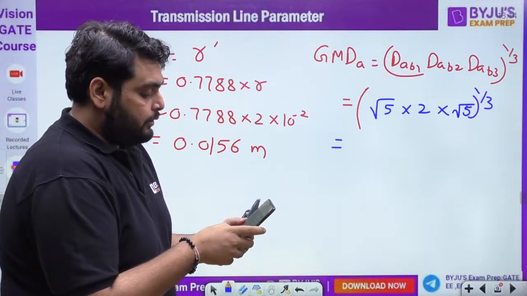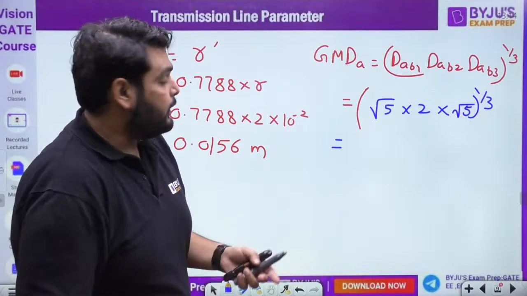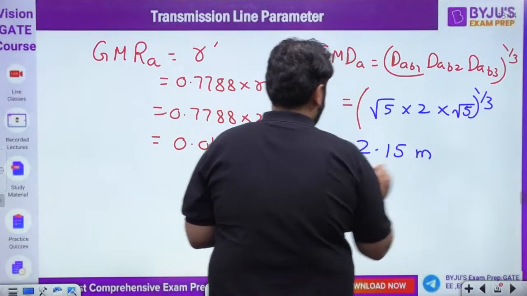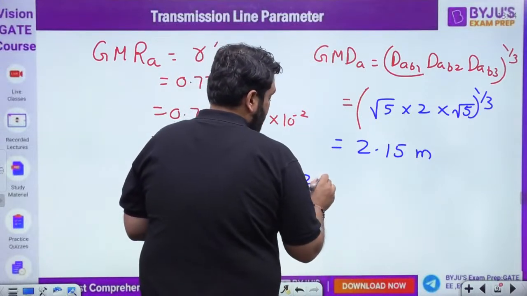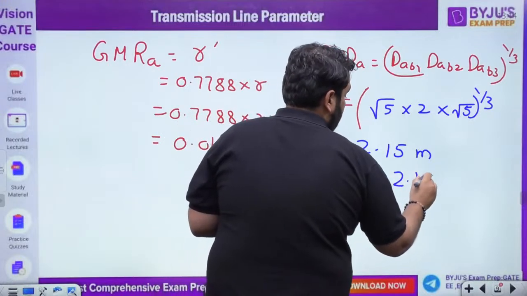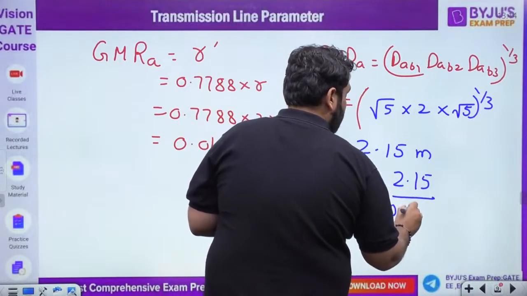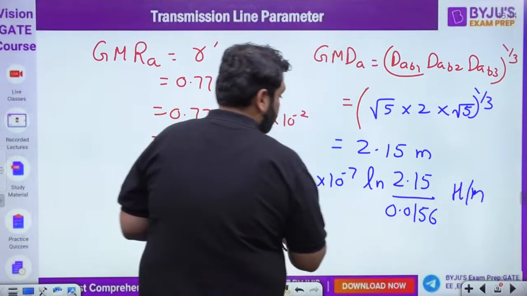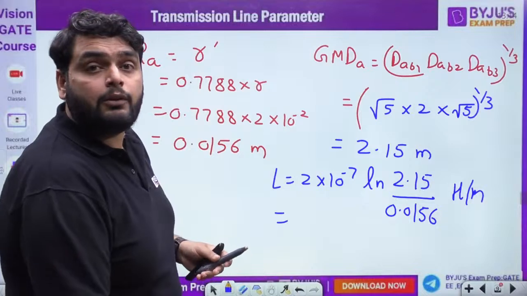We need to solve this. So 5 to the 10, so it comes out to be 2.15 meter. So finally, what will the inductance be? 2 into 10 to the power minus 7 ln of 2.15 divided by 0.0156 Henry per meter. Keep the units in mind. Units are important, there should be no mistake in units.